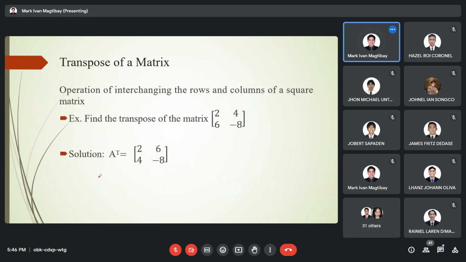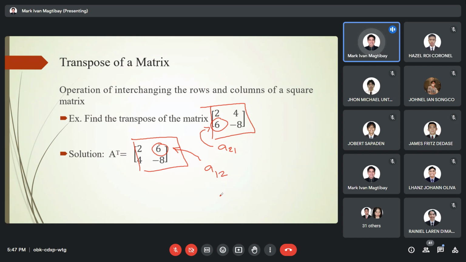So, how about naman kapag transpose of a matrix? The operation of interchanging rows and columns of a square matrix is yung tinatawag po nating transpose of a matrix. Like this one po, for example, find the transpose of this particular matrix natin. Okay? And then, makikita po natin, ito yung magiging sagot natin. Kung mapapansin po natin, nag-iba po yung position ng 6 na originally po siya ay nasa A21. Ito yung A21 natin. And then, yung position po natin dito sa solution na na-transpose na natin, siya po ay nasa A12 po.